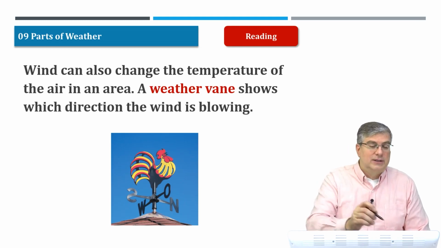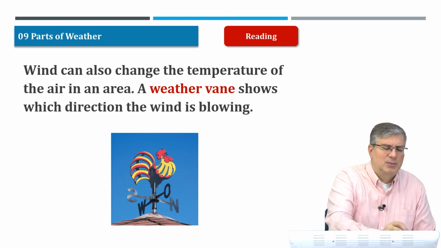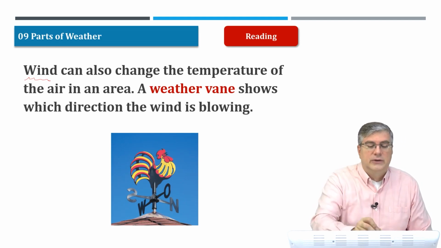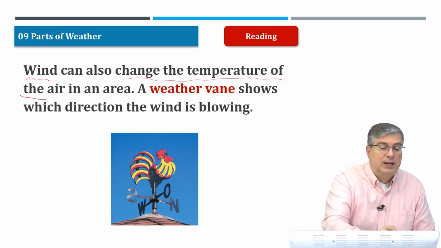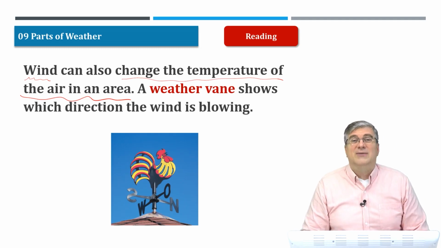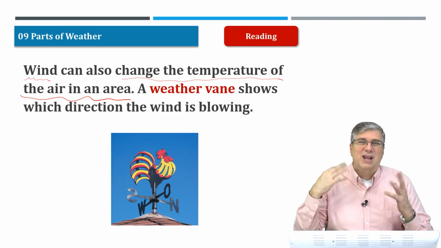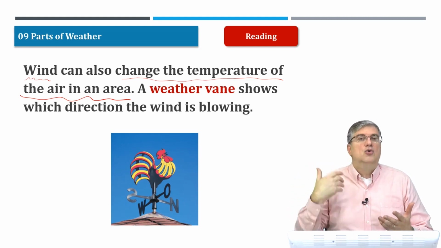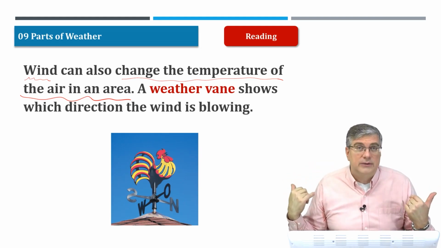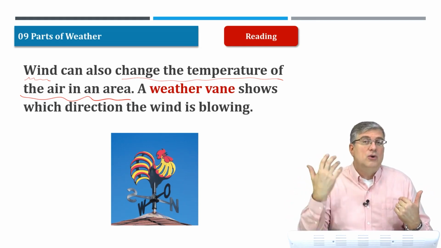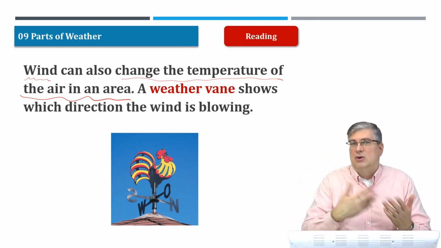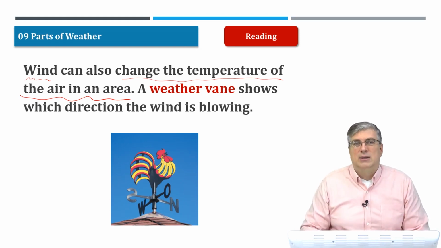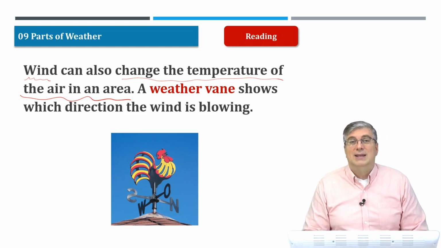So yeah, okay, this last part, I just want to make a point. Wind can also change the temperature of the air in an area. That's very true, isn't it? If it's hot during the summertime, you're sweating, it's really humid. Wouldn't it be great if you had a nice wind blowing through? It cools everything down. That's why we use fans, right? Fans blow the air. It creates wind for us to carry that moisture away from our bodies and cool us down a little bit. So it doesn't always work, but hopefully it works. Okay, good. And then a weather vane shows which direction the wind is blowing.